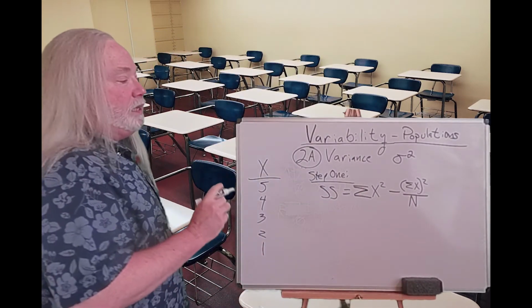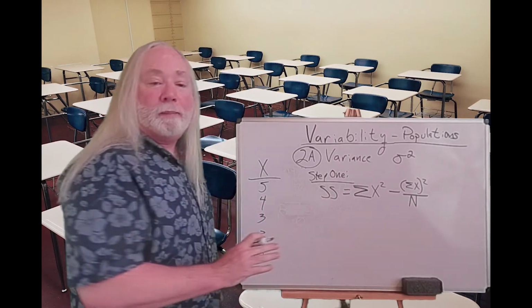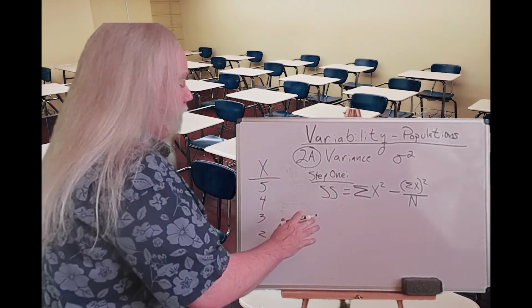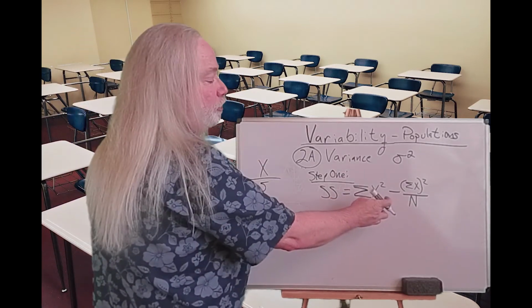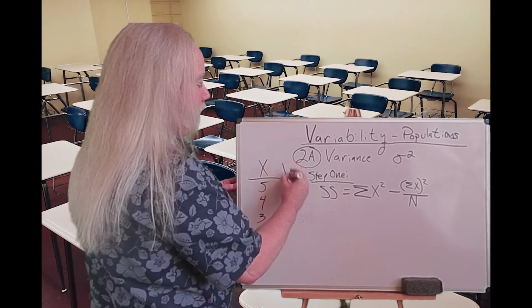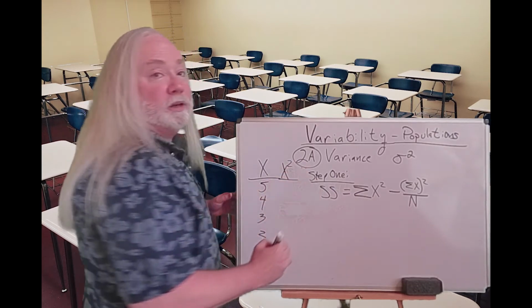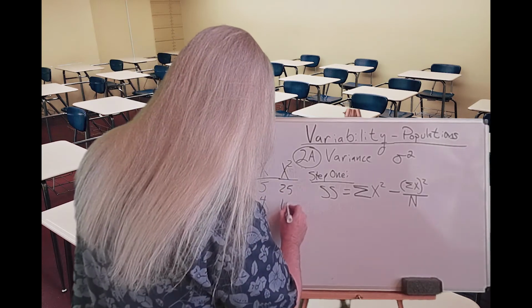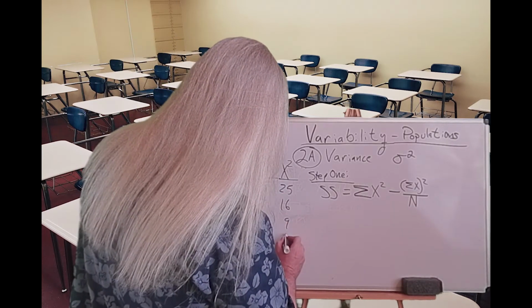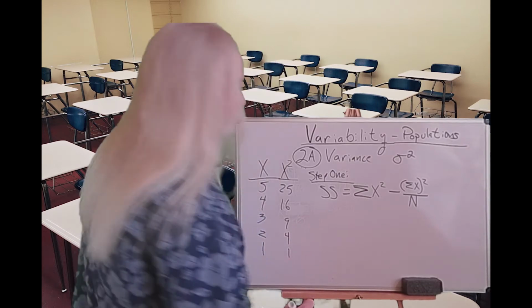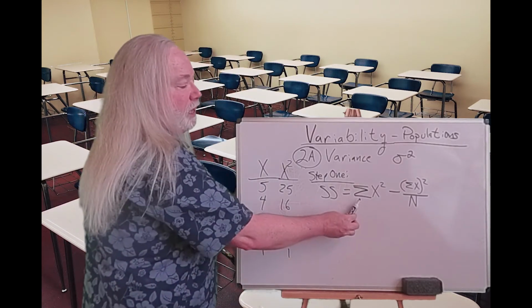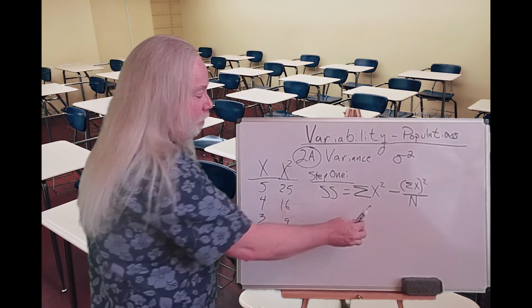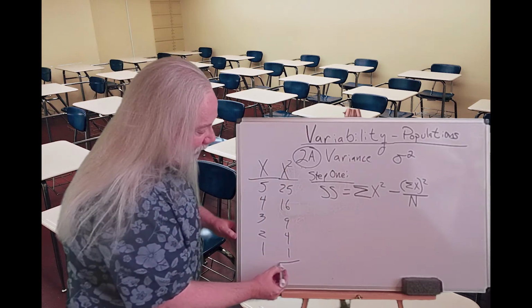Okay, so what we need to do then is just take our order of operations and work right through it. So this says that I need to square the raw scores. So I'm going to need to get a column for squared scores. Well, 5 squared is 25, 4 squared is 16, 3 squared is 9, 2 squared is 4, 1 squared is 1. And then this says sum up those squared raw scores.